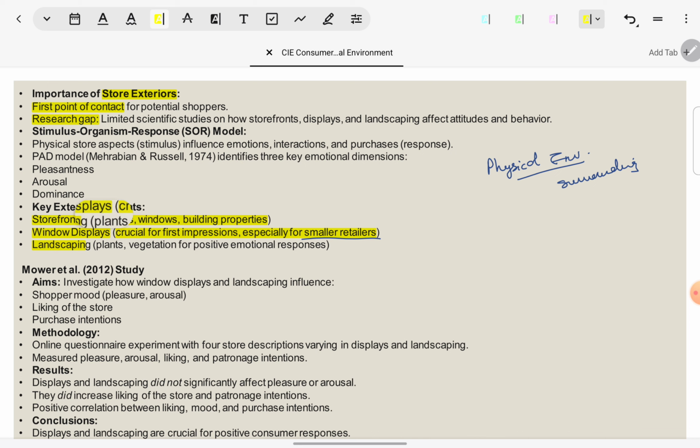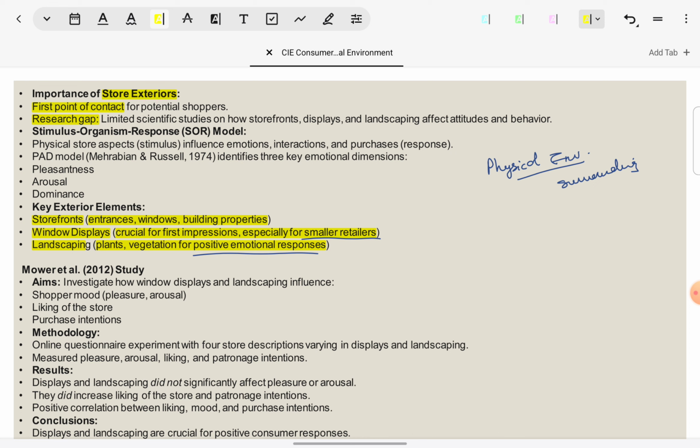Landscaping refers to plants, vegetations like flowers, bushes, even artificial plants which are there. Even that could come within landscaping. Landscaping is found to elicit positive emotional responses in consumers. I haven't discussed the PAD model, but in case you've learned it, you can link it to the dimension of pleasure in that model. It also arouses people, so people feel more pleasant and they feel more emotional positively when they look at good landscaping. Especially this is found for city dwellers who don't get to see vegetation very commonly in their surroundings. Okay, so having seen all of this, let us now come to the Mowrer et al. Study.